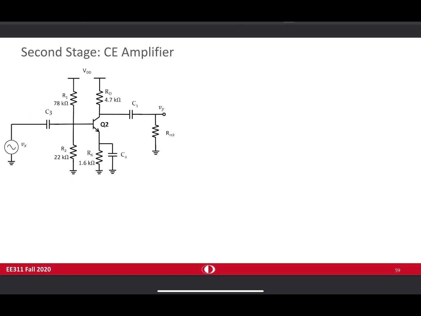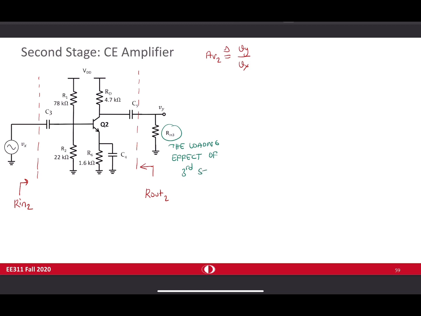Again, we are looking for three important parameters: Rin2, which is critical for the first stage gain, of course, Rout2, and of course AV2 defined as Vy divided by Vx. And please note that this Rin2 is the loading effect of third stage.